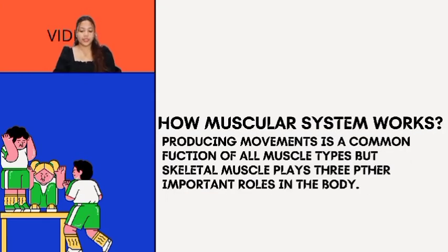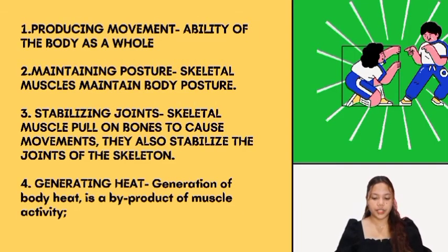How the muscular system works. Producing movement is a common function of all muscle types, but skeletal muscle plays three important roles in the body. The first function is producing movement. The ability of the body as a whole to move reflects the activity of the skeletal muscles, which are responsible for all locomotion. They enable us to respond quickly to changes in the external environment.